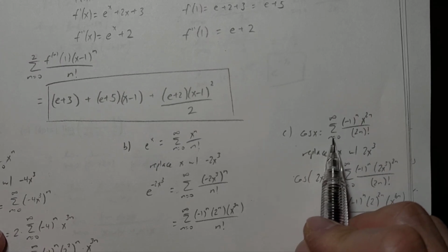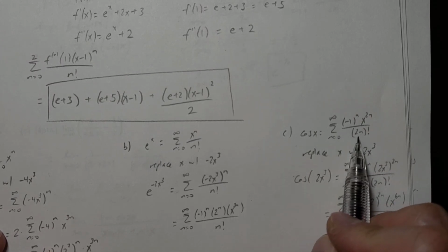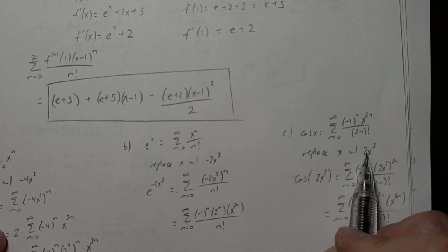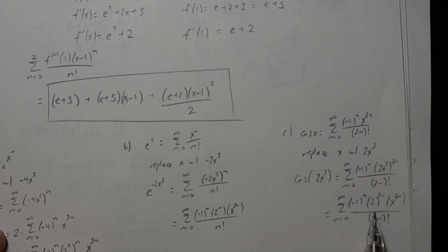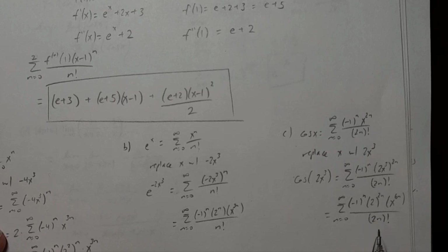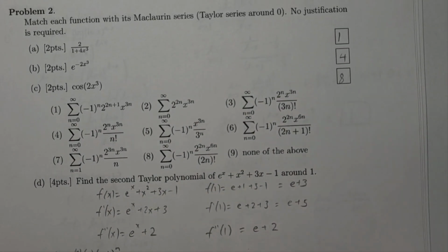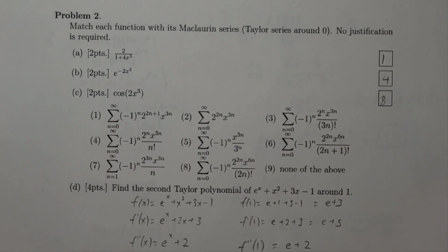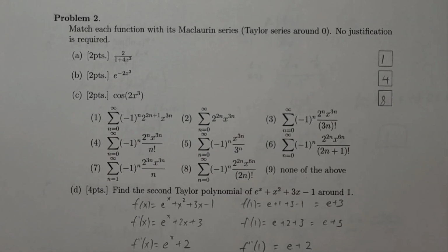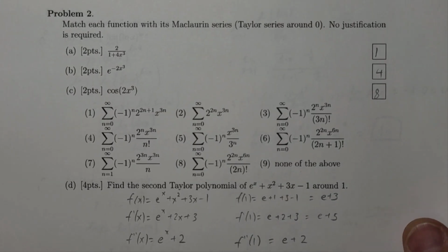Okay, so cosine x is this. You just have to memorize that. Replace x with 2x cubed, and then go through the motions again. You will get this after the algebra, and then find the matching choice. It should be 8. Okay, I went kind of fast on that one, but you can, of course, pause the video and see my work if you need to. Okay?